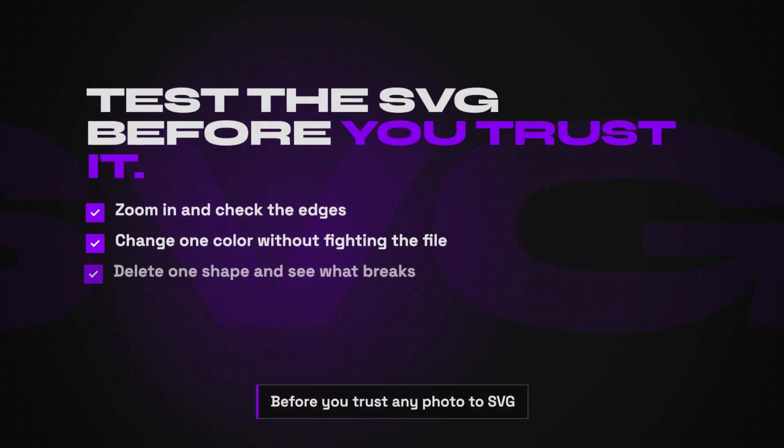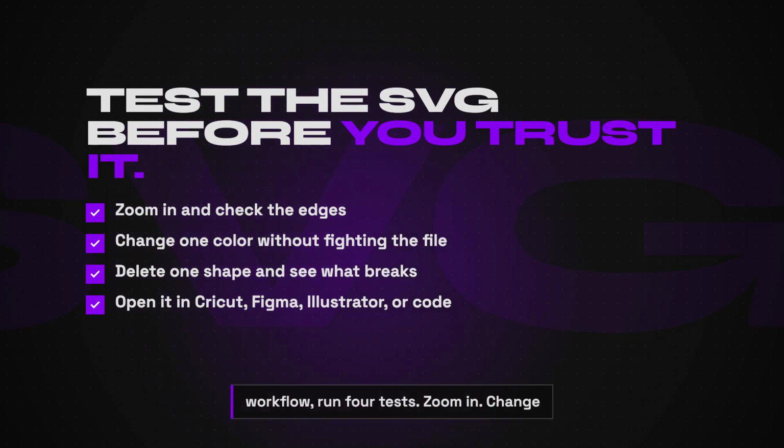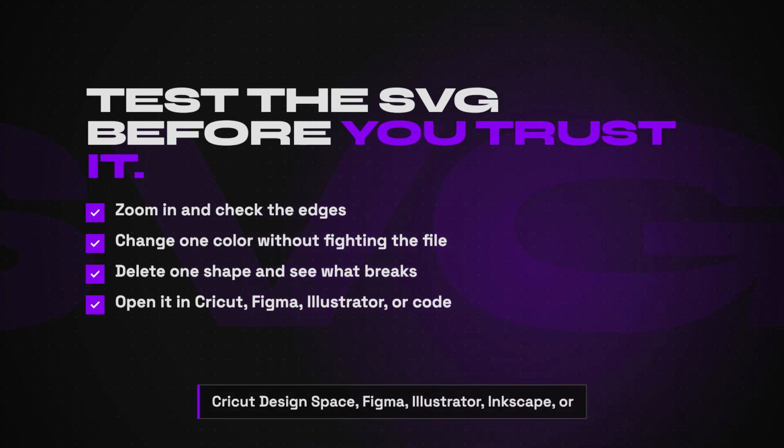Before you trust any photo to SVG workflow, run 4 tests. Zoom in. Change one color. Delete one shape. Open it in the tool you actually use, like Cricut Design Space, Figma, Illustrator, Inkscape, or code. If it fights you, regenerate cleaner.